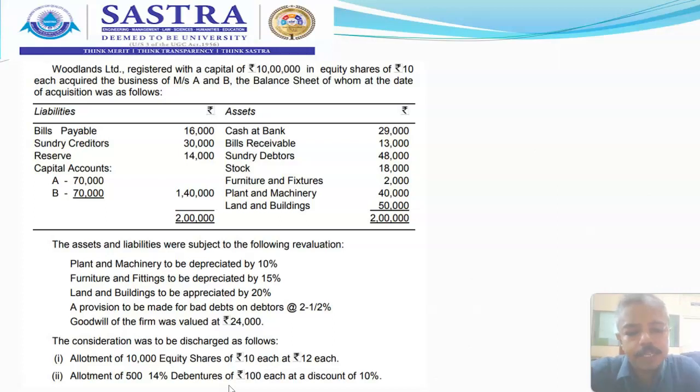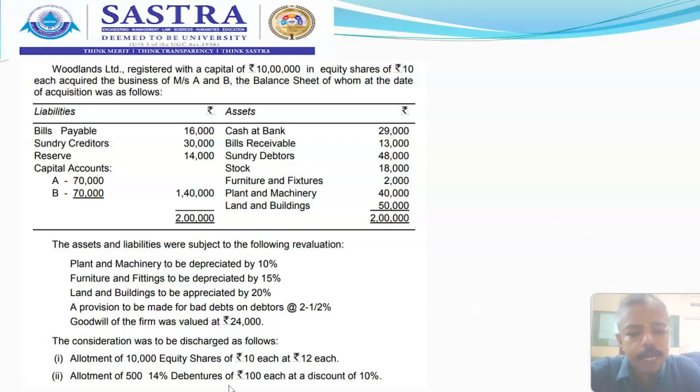Then furniture and fittings, which is rupees 2,000. Of this, 15% needs to be depreciated. That means only 85% is realizable. And land and building is to be appreciated by 20%, which means land and building we have 50,000. It has to be increased by 20%, around 10,000. That means it comes to around 60,000.